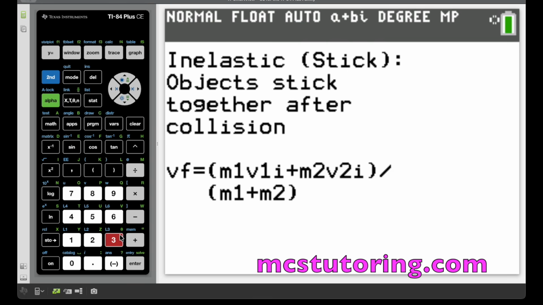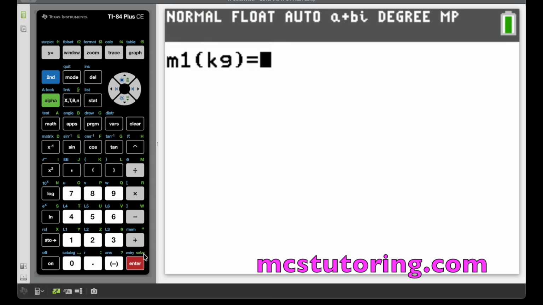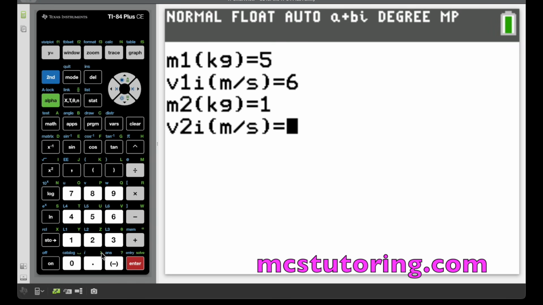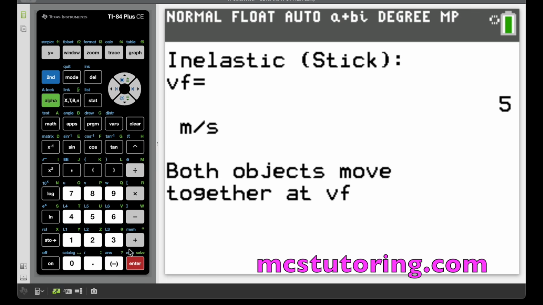And then what we're going to do is use simple numbers. So we're going to say the cart has mass 5, and it's moving at 6 meters per second initially, the V1I. And the block has mass 1. And starting at rest means V2I is going to be 0. And then the velocity final is 5 meters per second.